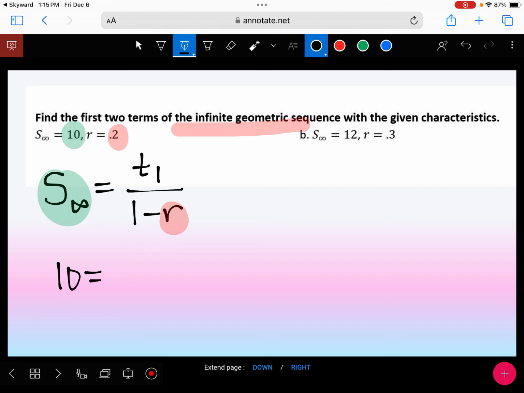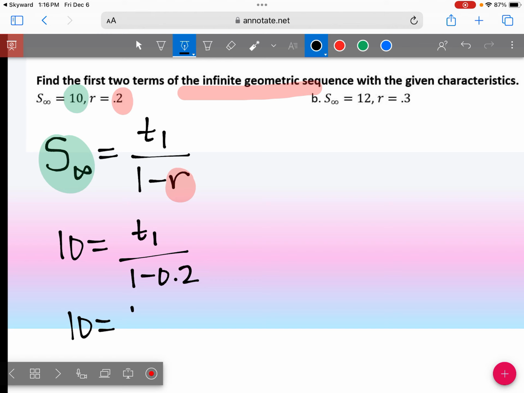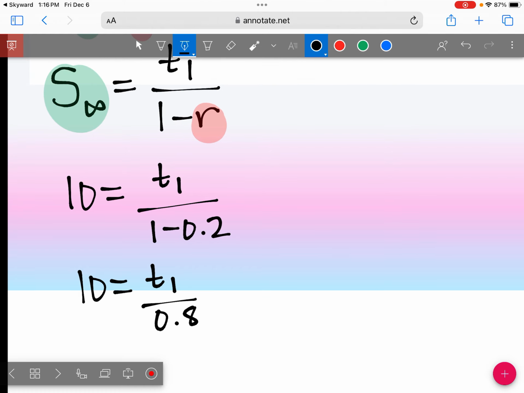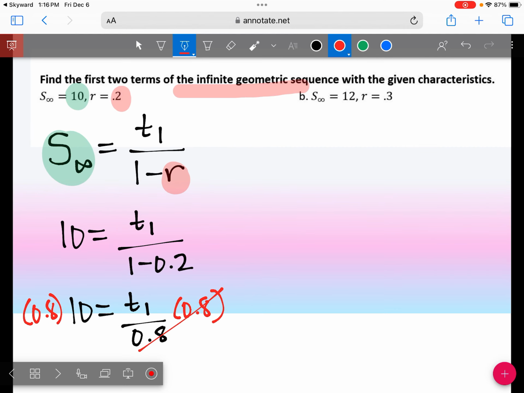So we know that 10 equals T1 divided by 1 minus 0.2. So 10 equals T1 divided by 0.8. Multiply both sides by 0.8. Go ahead, type that in your calculator to get T1. So 0.8 times 10 is 8.